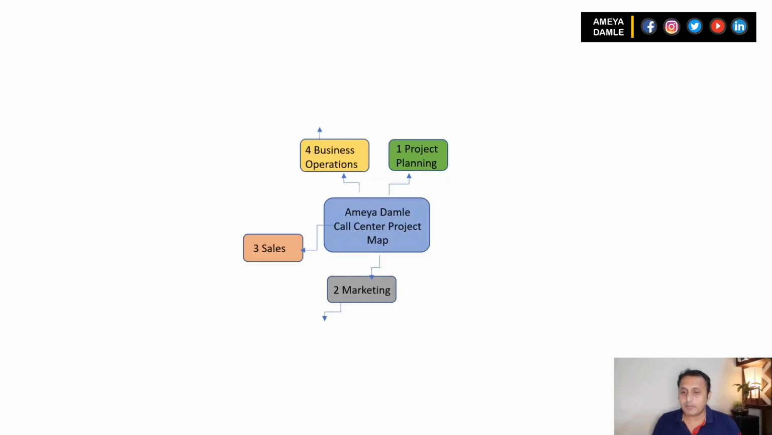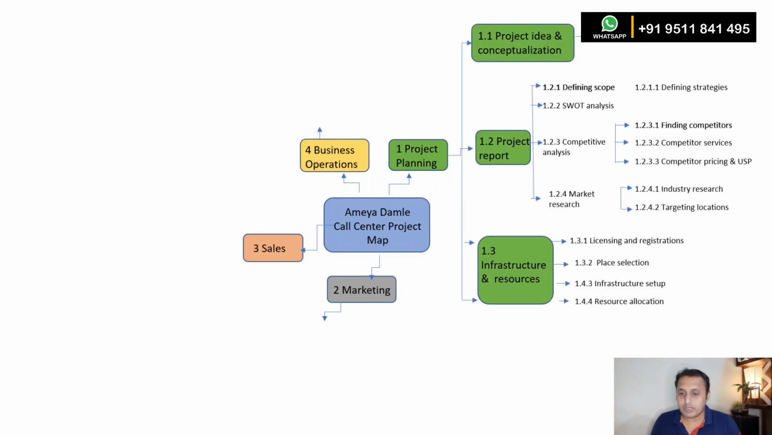So this is a project map and it's divided into four important milestones. The very first one is project planning, the second is marketing, the third one is sales, and the fourth one is business operations. So what are the key components or milestone activities under this project map? Let's go one by one. So the very first one is project planning.